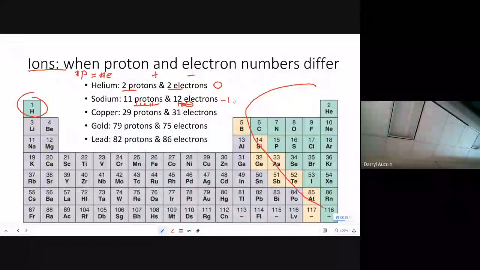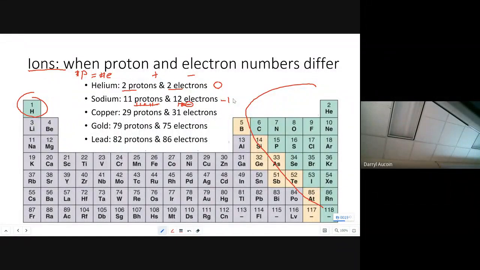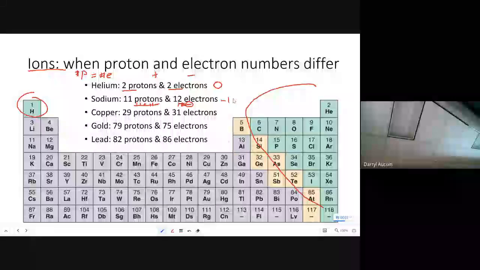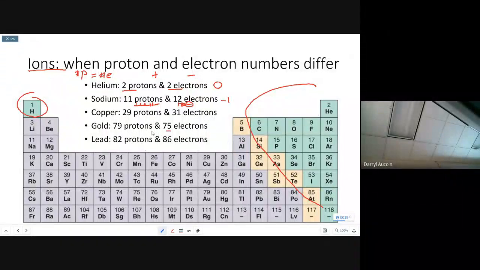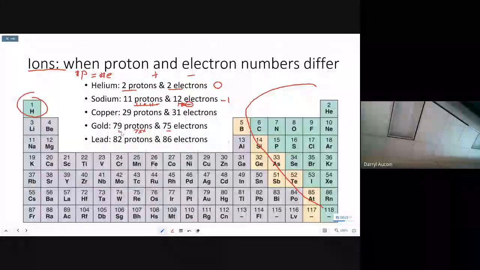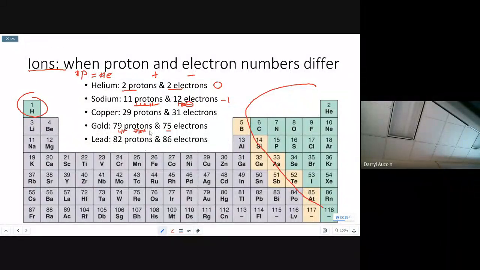Same thing for something like here, right? 75 and 79. Well, 75 of those negatives are going to pair up with 75 of these positives, but there are still going to be 4 more positives that aren't going to be able to cancel out. So this one's got a +4. Whenever we have equal numbers of pluses and negatives, electrons and protons, we get a 0 charge. But if we ever have more positives, we're going to be positive. If we have more electrons, we're going to be a little bit more negative. And those are what we call ions.